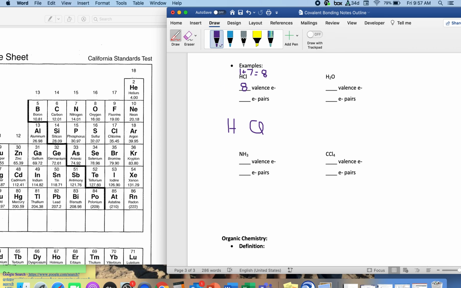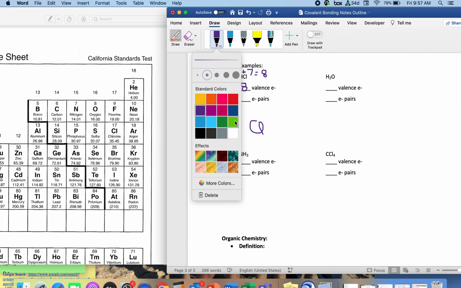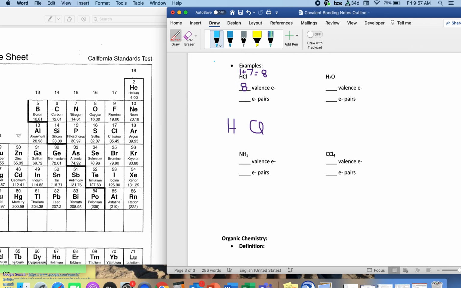Okay, so I'm going to make my dots a different color. Ooh, that's pretty blue. We'll do that one. Okay. So hydrogen has 1 dot. Normally I would put that 1 dot up here, but I'm going to move its unpaired dot to the center. Okay, that'll make sense here in a second. Chlorine has 7. 1, 2, 3, 4, 5. I'm going to leave this one unpaired. I'll show you why in a second.